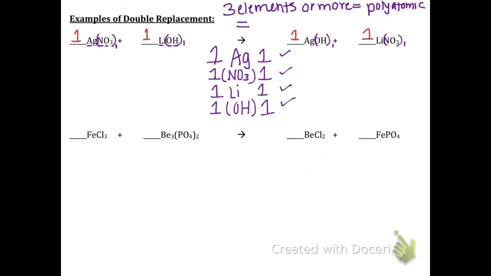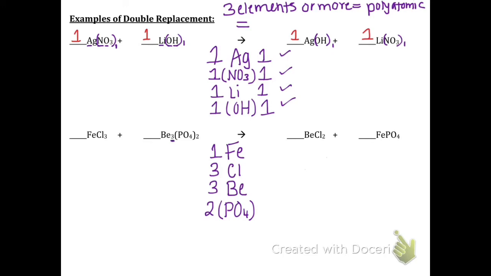Okay, so let's try the bottom one. So here we have an iron and a chlorine. We have a beryllium, and we have the polyatomic PO4, which is phosphate. Okay, so now we should be able to count this up. So we have 1 iron on the left, 3 chlorines on the left, 3 berylliums on the left, and we have 2 phosphates on the left.